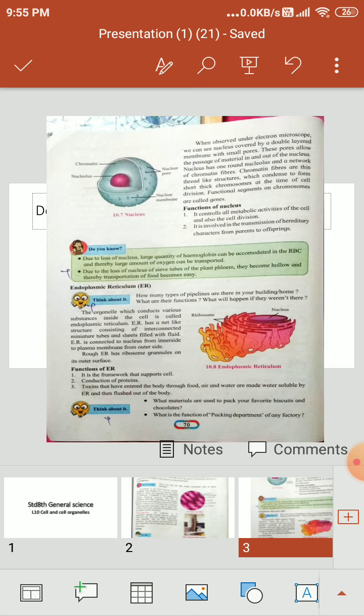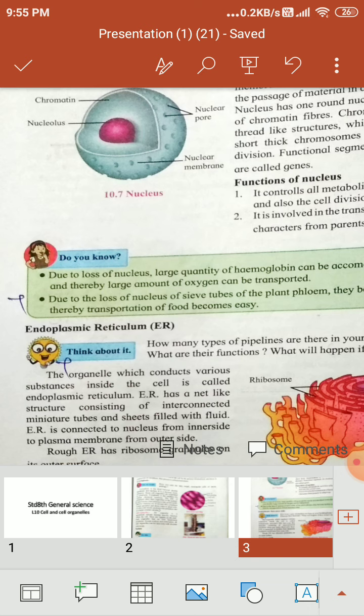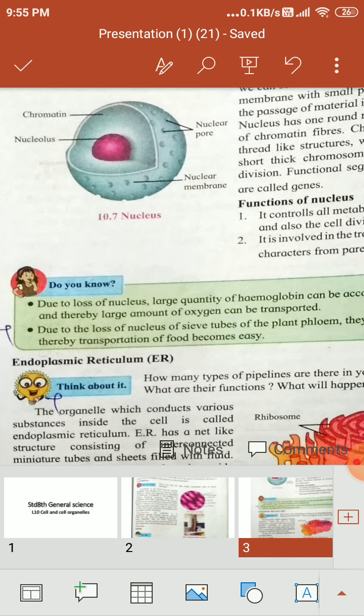When observed under an electron microscope, we can see the nucleus covered by a double layered membrane with small pores. Look at the diagram of the nucleus. This is a 3D diagram. Just like a ball with a pore-like structure, these pores allow the passage of material in and out of the nucleus. The nucleus has one round nucleolus and a network of chromatin fibers.